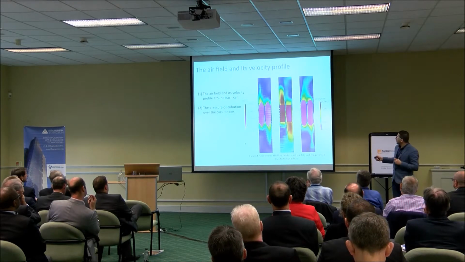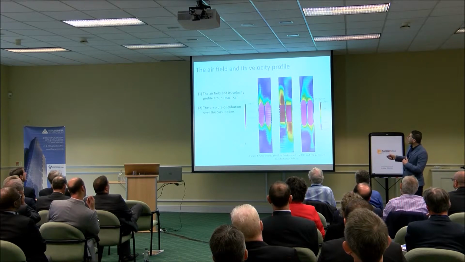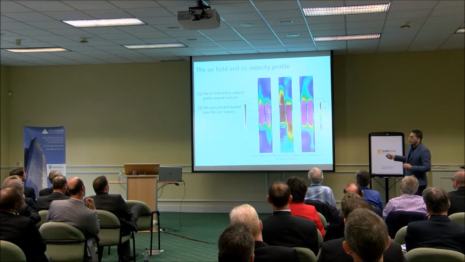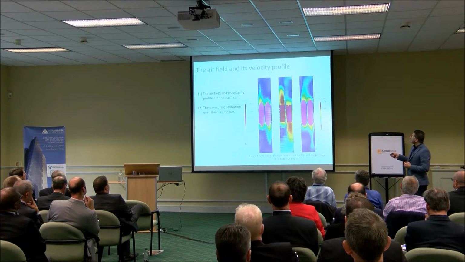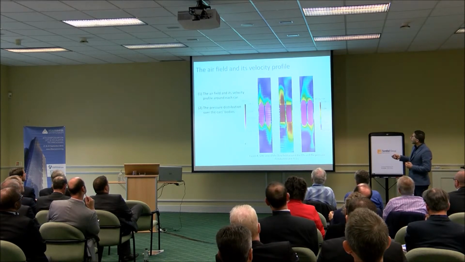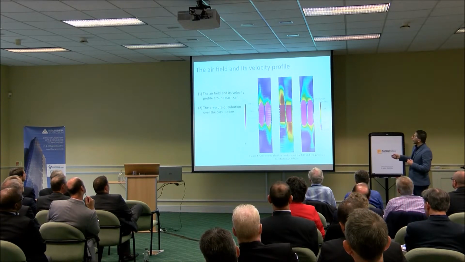Now, this figure shows the air field and its velocity profile around each car. And it shows also the pressure distribution over the car's bodies. It can be seen that the pressure value that acts on the flat lift is higher than other shapes.